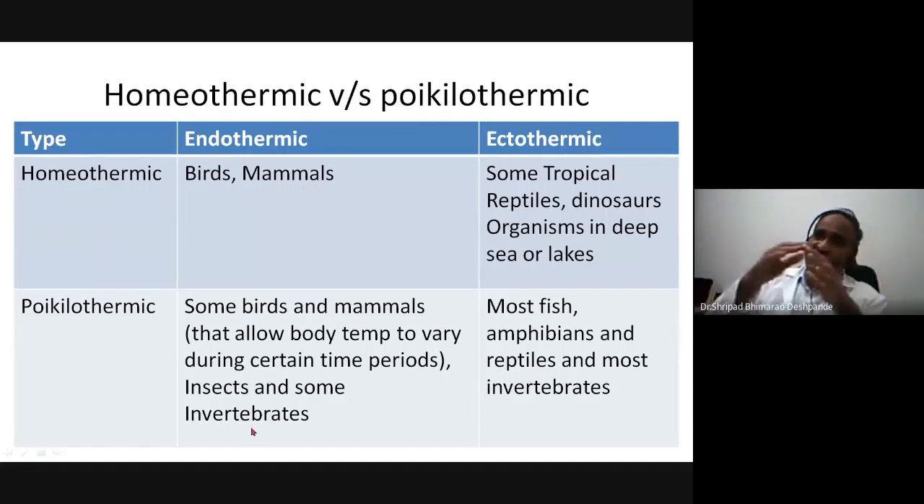Hope with this I have made the point clear. There are four terms here: endothermic animals, internal regulators; ectothermic animals, external regulators; then homeothermic, regulated properly; and poikilothermic, unregulated. In loose words, warm-blooded animals and cold-blooded animals. Okay, so now move on.